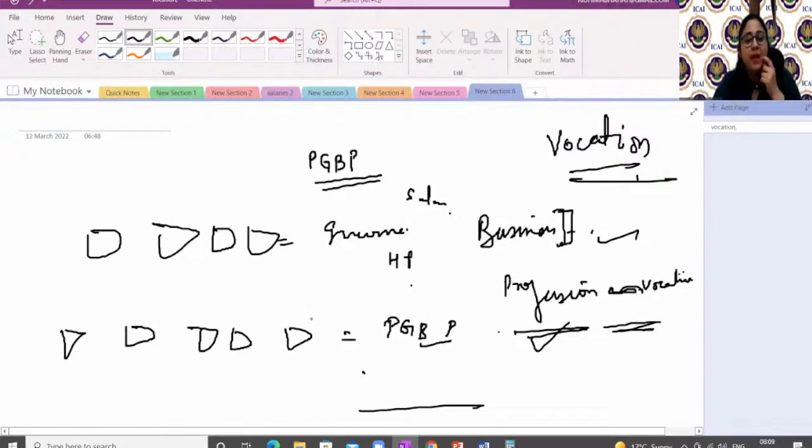While it does not matter when we talk about taxability of business or profession, there are certain limits of audits which impact business or profession. That's why understanding business and profession is important. Business number 1, business number 2, profession number 1, profession number 2, vocation number 1, all of these would be part of your PGBP head only.